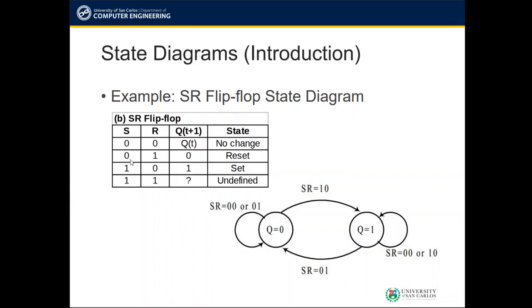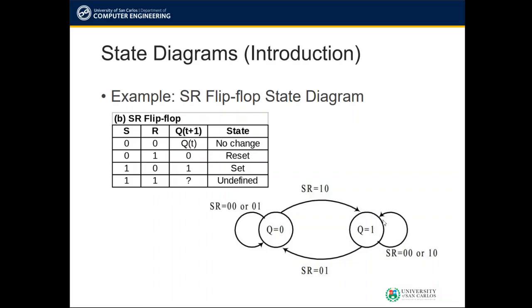But if we use 0, 1, that is a reset state, so again it goes back to itself. The only time it changes is if the value of your SR is 1, 0, which is a set state. So now the current value of your Q, or the present Q, transitions to the next state, which is Q equals 1.